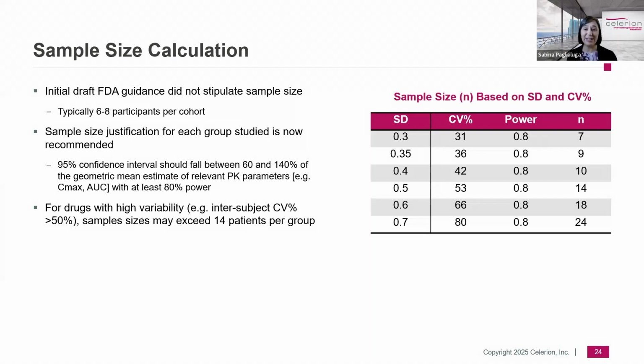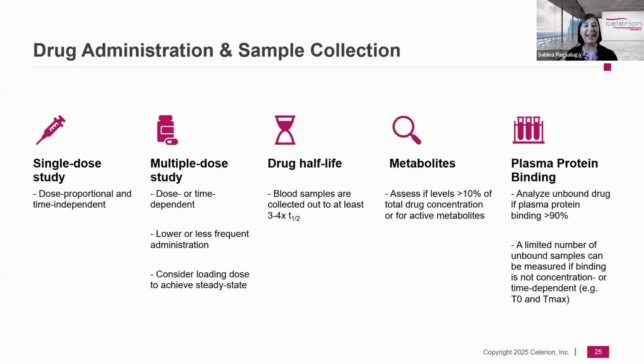Our biostatisticians calculated the recommended sample size required to achieve 80% power based on the standard deviation and variation. And in the table, you see the N ranges anywhere from 7 to 24 patients per cohort. In most cases, a single dose is administered. However, multiple doses may be needed, especially if the drug is dose or time dependent. In this case, a lower dose or less frequent dosing may be administered in order to avoid buildup of the drug for safety purposes.